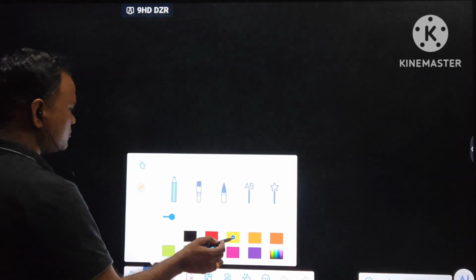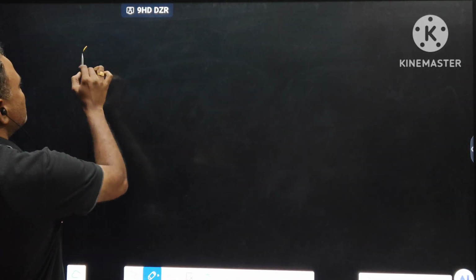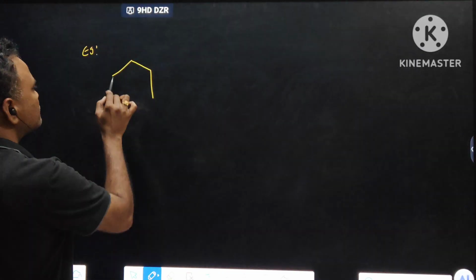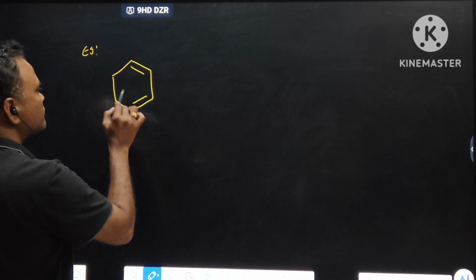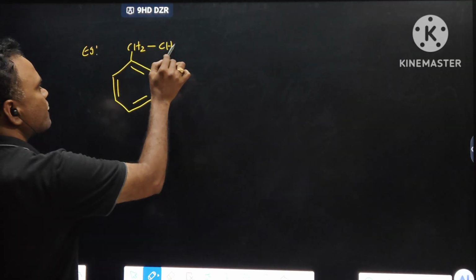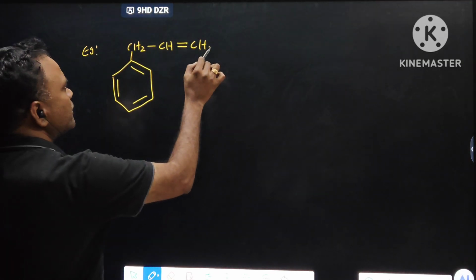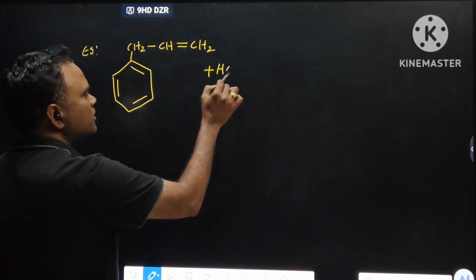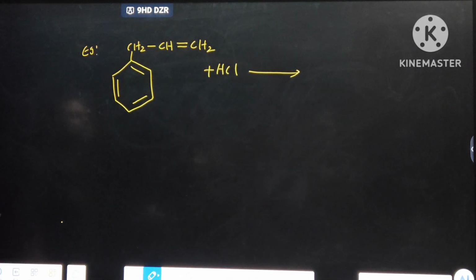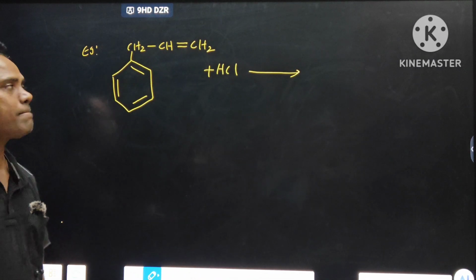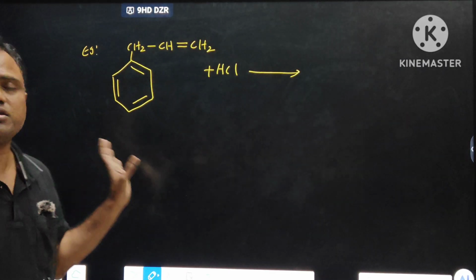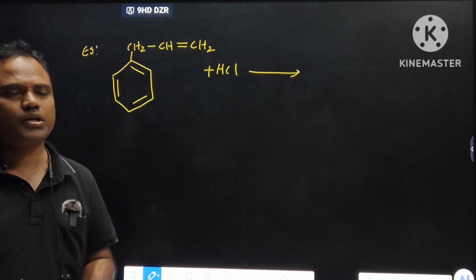This is also an important example. Second example. CH2. Names are very important. Can you try its name? Sometimes you will get the name instead of a structure. Try its name.